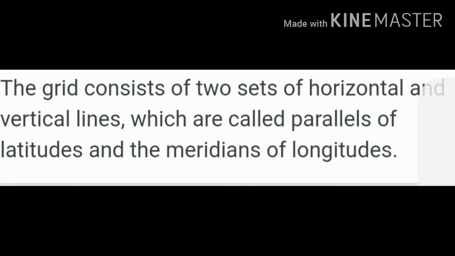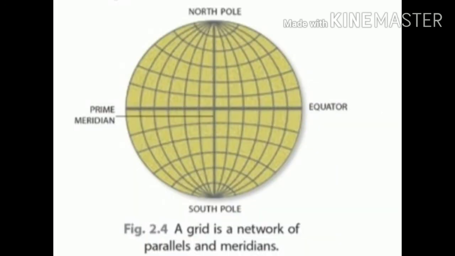What is a grid? The grid consists of two sets of horizontal and vertical lines, which are called parallels of latitude and meridians of longitude. The parallels and meridians form a network of lines on the globe. This is called a grid. Look at this figure. A grid is a network of parallels and meridians.